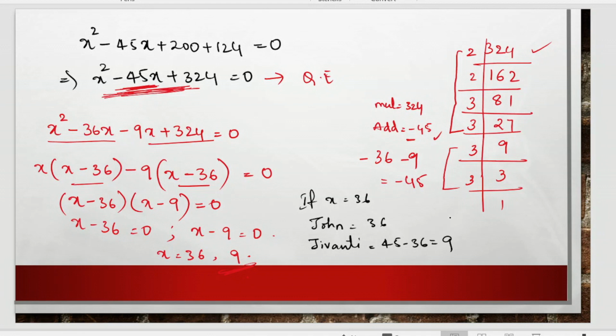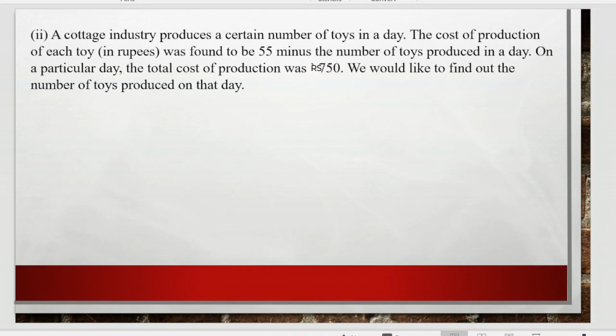Okay. So if you take x is equal to 9, then the number of marbles John has is 9, and the number of marbles Jivanti has is 45 minus 9, which is 36. Okay, clear? So let us solve the next question.